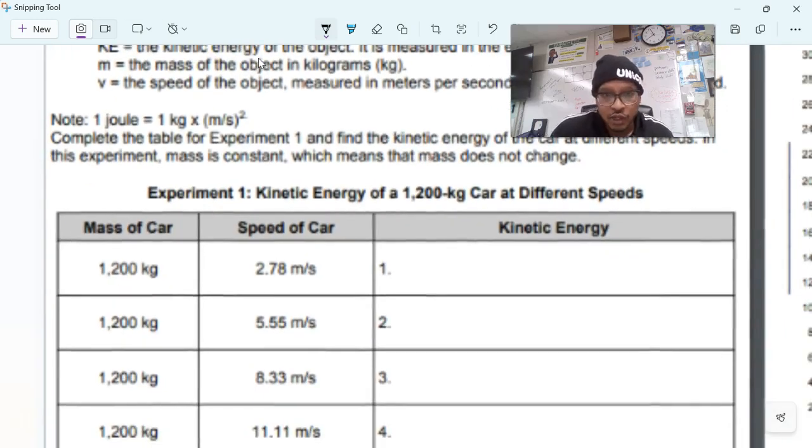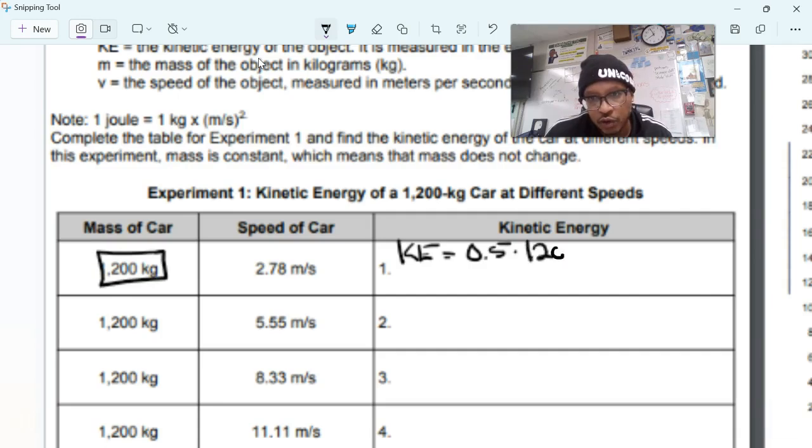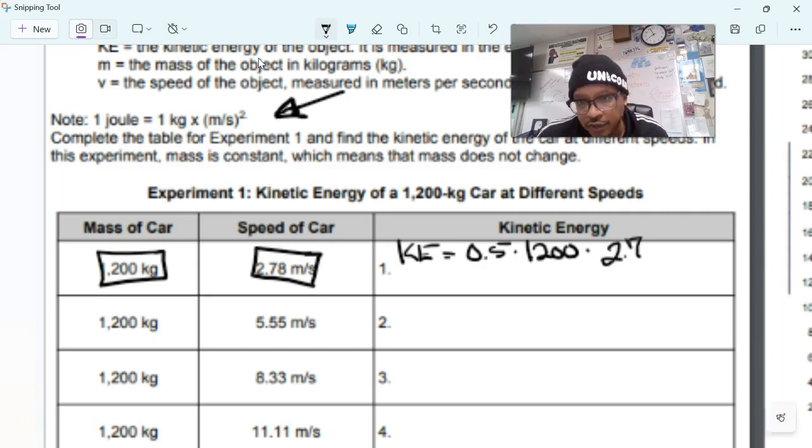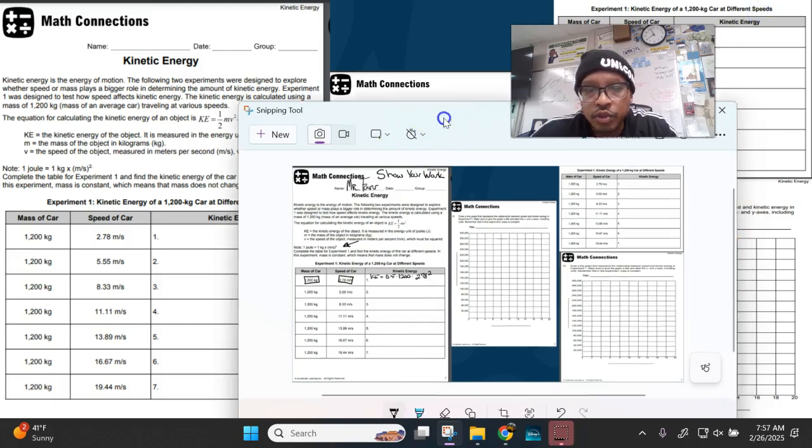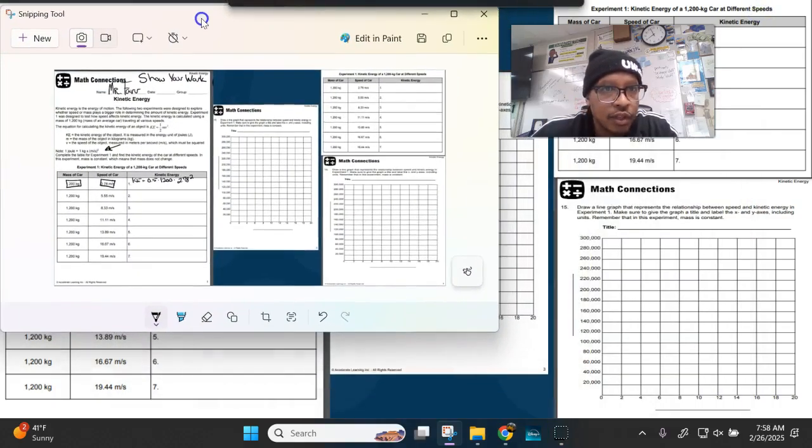Trust me. So since kinetic energy is equal to half, which is 0.5, times the mass, which is right here, boom, 1,200, so I'm going to go ahead and put that in there. 1,200 times the speed or velocity squared, right? So that's what you're seeing right here. Boom. Okay. Then we're going to go ahead and go to 2.78, squared. So let's go ahead and push this over here.